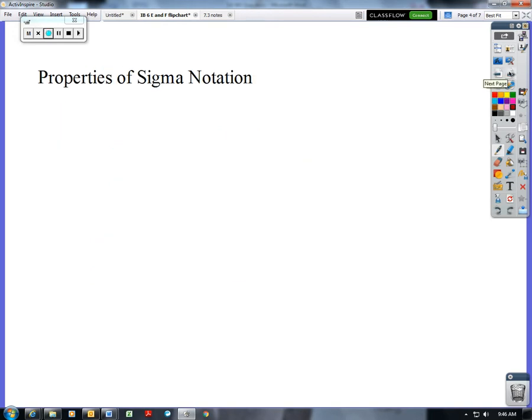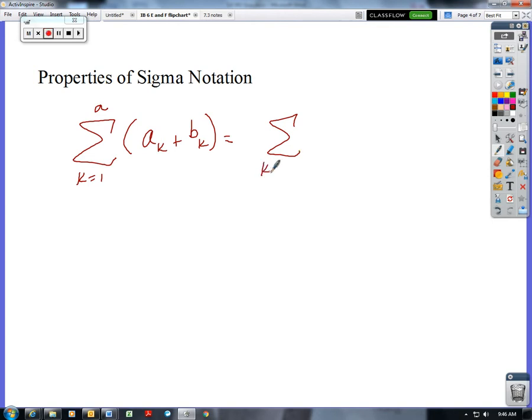There are some properties of sigma notation that are helpful. If you are doing the sum of a sum, just like in calculus, you can break that apart, just like with derivatives and integrals. You can break that apart into two separate sums.